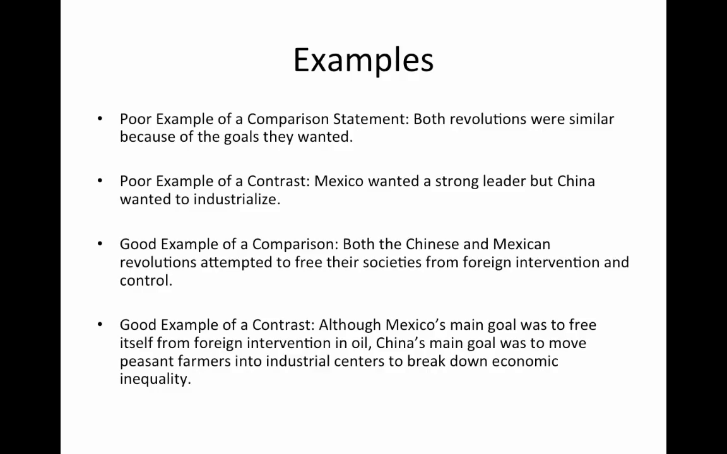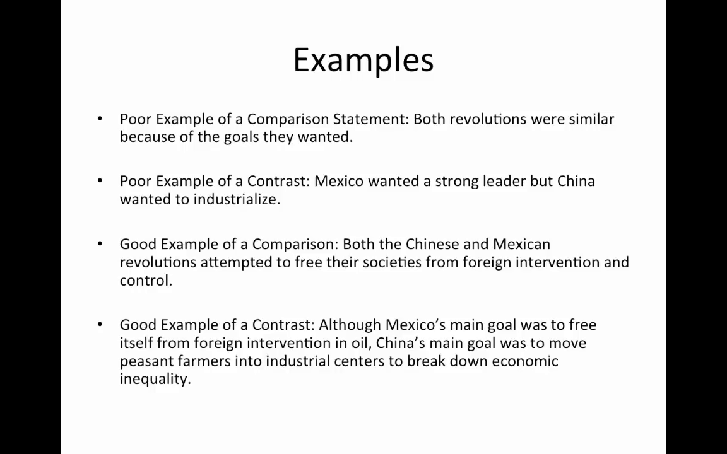Okay, let's take a look at some examples. I'm going to give you two poor examples that were used for comparison and contrast statements. Poor example of a comparison statement. Both revolutions were similar because of the goals they wanted. Okay, perfect example of a vague comparison statement that is referring. It is not stating it directly.